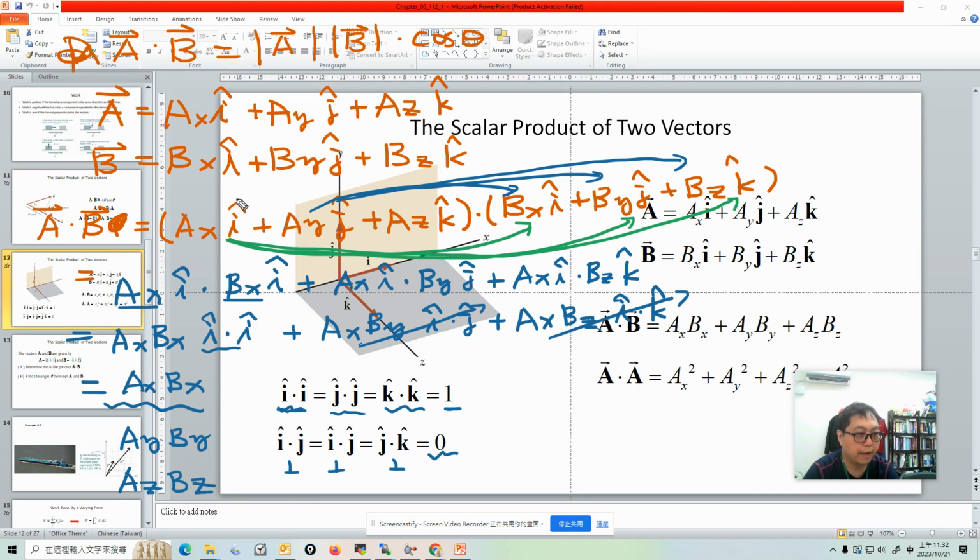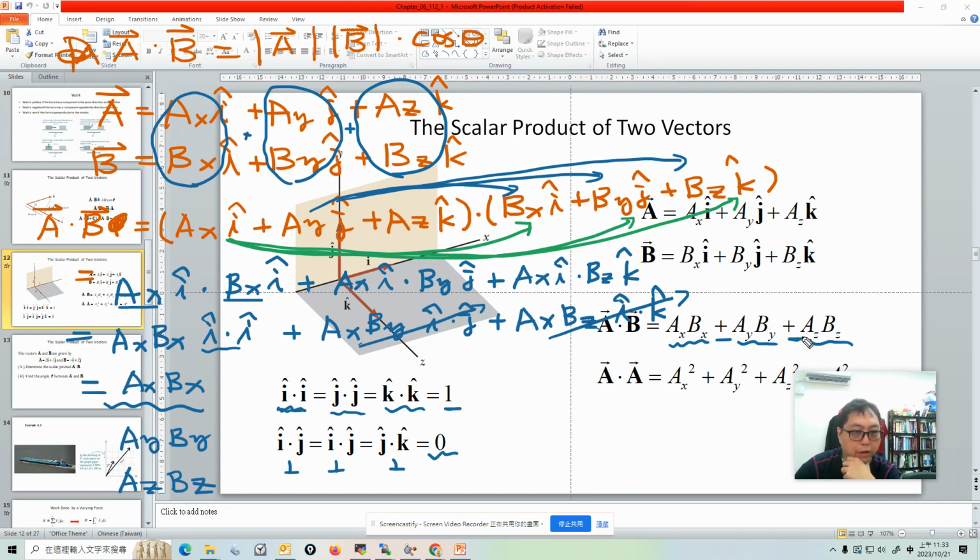So using component language for a dot product, the result is just the multiplication of each component: Ax times Bx, Ay times By, plus Az times Bz. It's easy to remember: multiply the components and add them together. Practice by yourself.